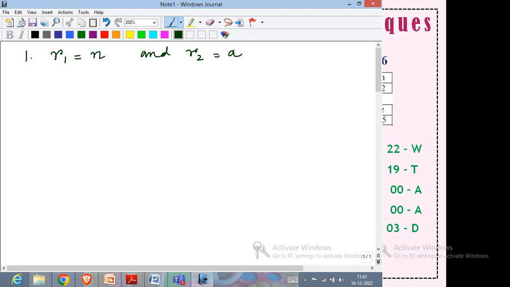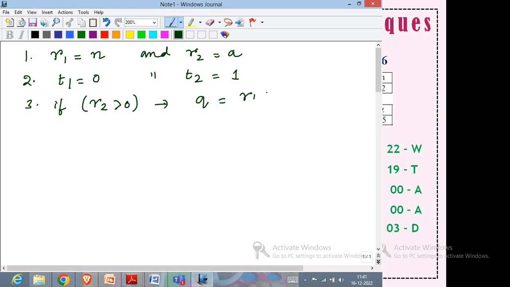This is the algorithm by which you don't need a hit and trial method, but the program will find out the multiplicative inverse. The second step is to define two temporary variables, T1 equal to 0 and T2 equal to 1. By looking at it, you will find out the table also. So please make the steps ready and keep them with you. Now the third step is, if R2 is greater than 0, then perform Q equals R1 divided by R2.